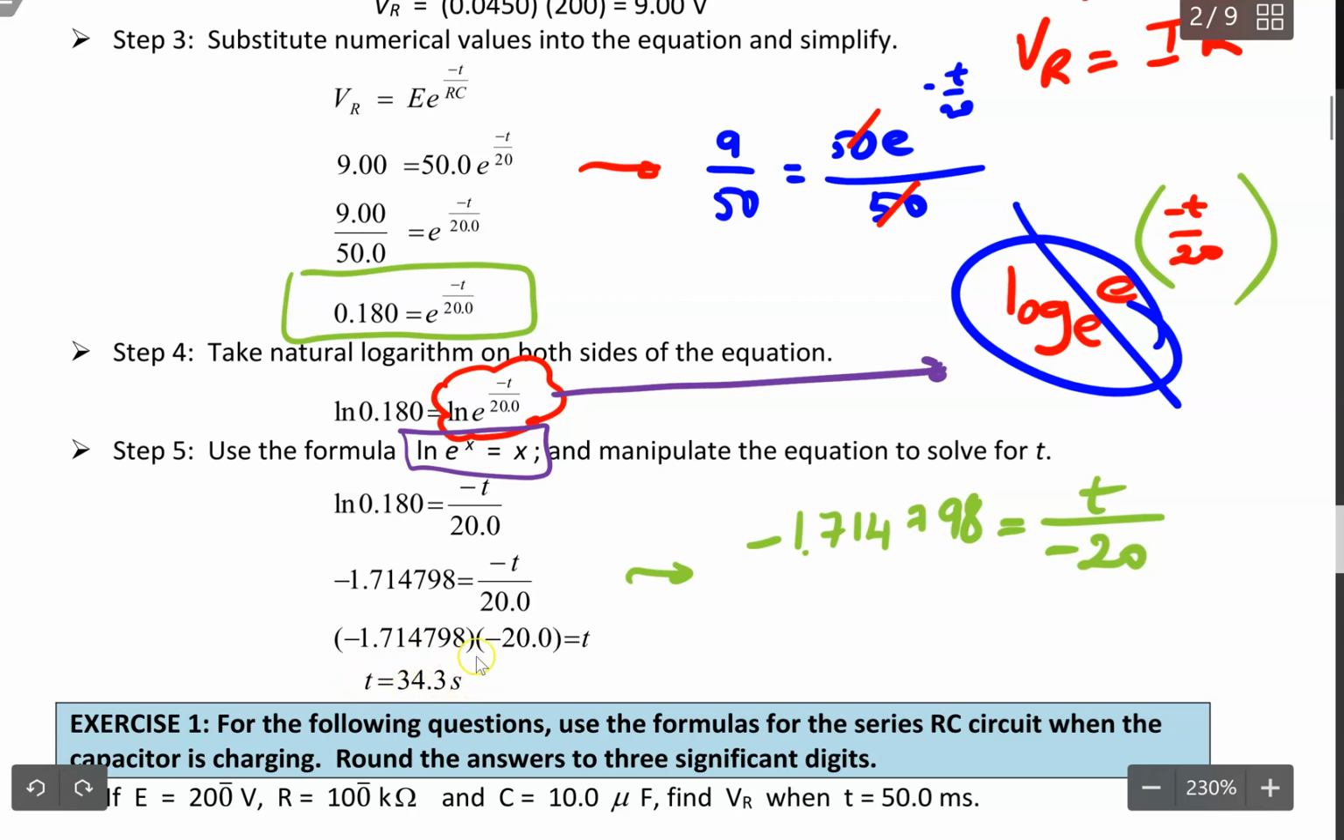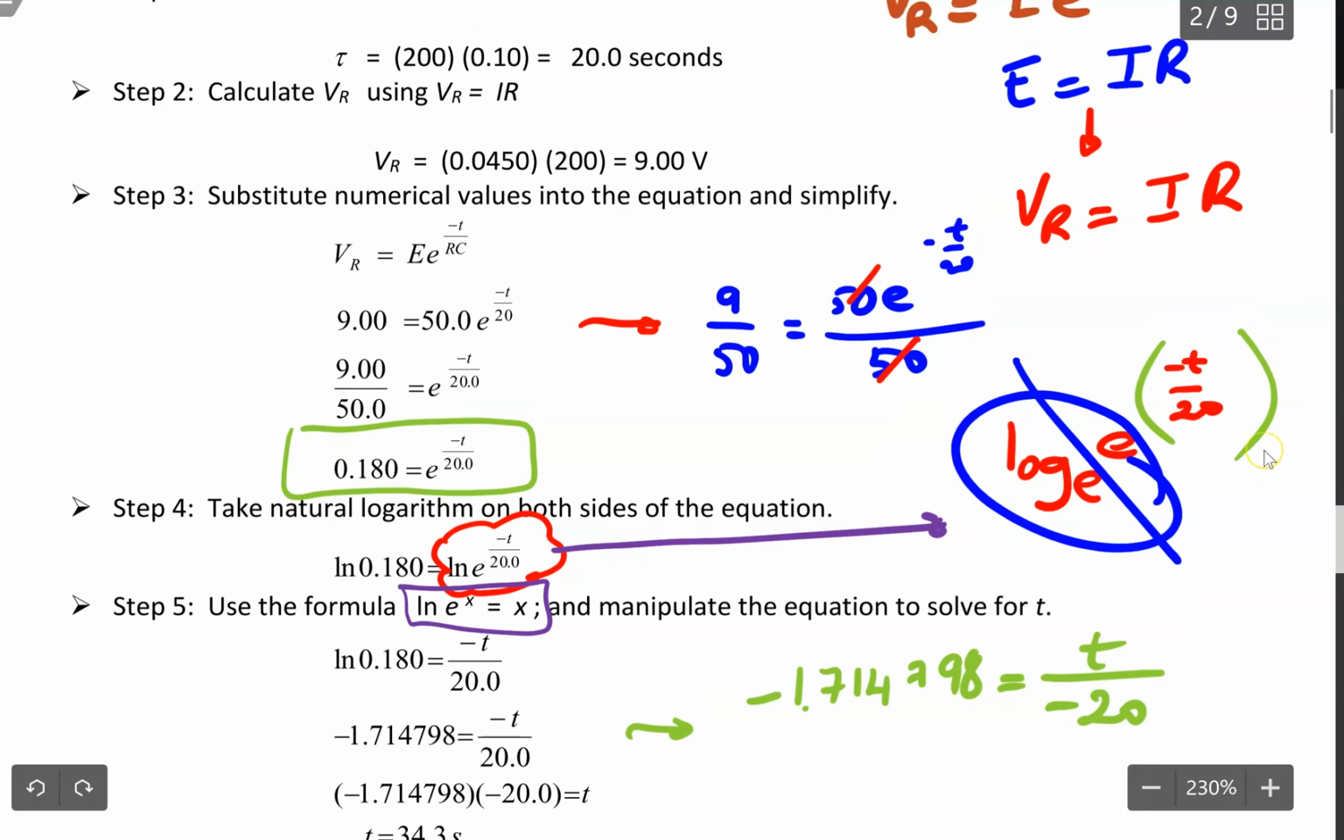If you ever end up with a negative value for t, that is incorrect, right? Because time has to be positive. It means that after 34.3 seconds, you will actually be charging your capacitor and decreasing the value of the voltage across the resistor in this case. Alright, okay. So basically, I would like everyone to remember to follow the order of operations, right?